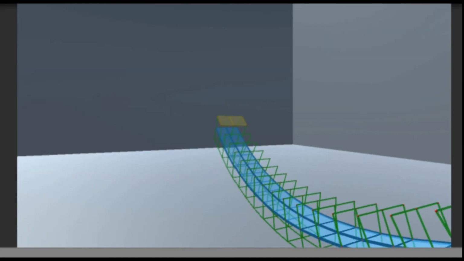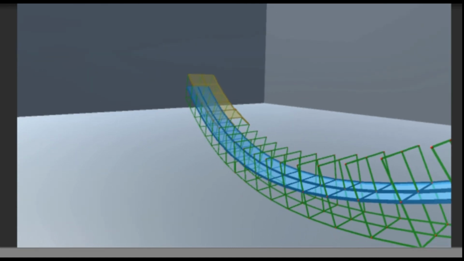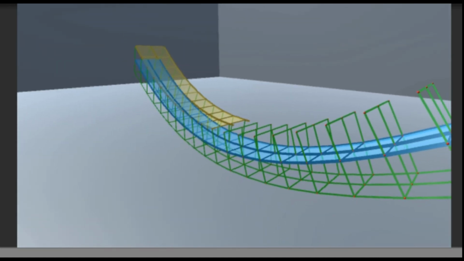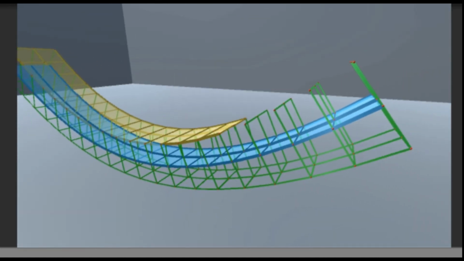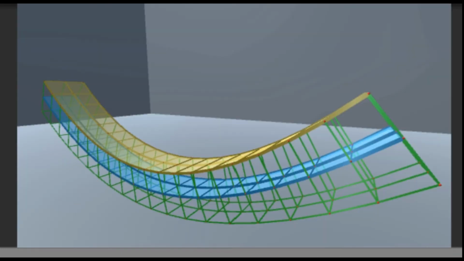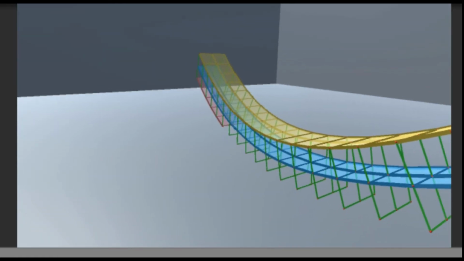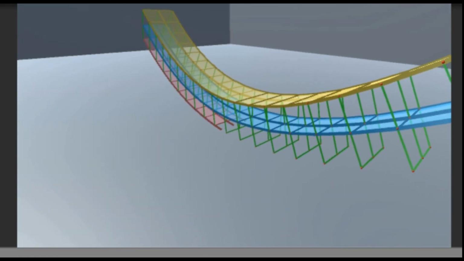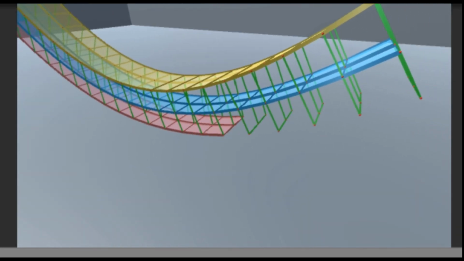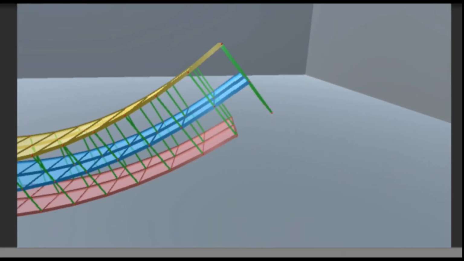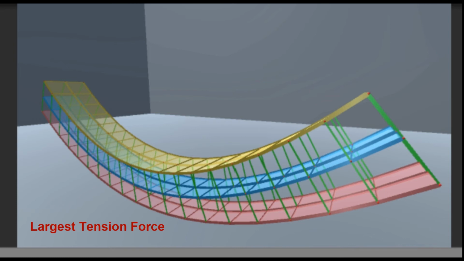The beam materials above the middle plane become shorter than the original length. They are under compressive forces, and the top surface has the largest compressive force, while all beam materials below the middle plane become longer because of tension forces, and the bottom surface has the largest tension force.